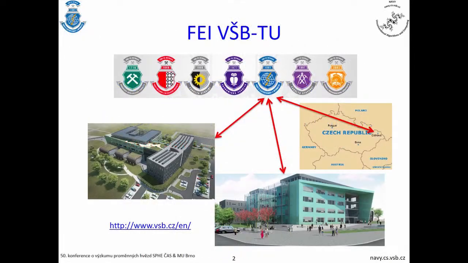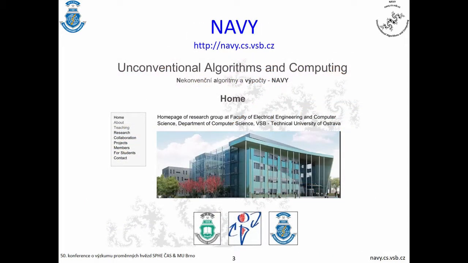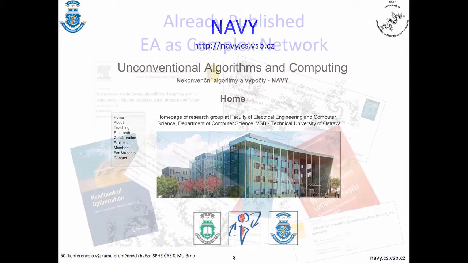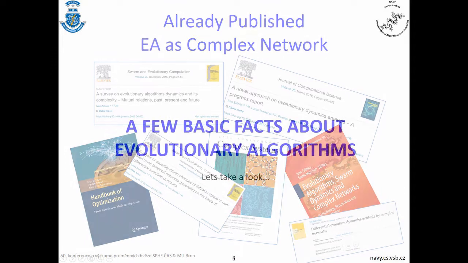I come from this university, which is located in the northeast part of the Czech Republic. Everybody of you knows that. I'm head of the research group called NAVY, the Czech abbreviation for Unconventional Computational Algorithms, and our research is focused on many areas of computer science. Today I will talk about using those methods on astroinformatic data.